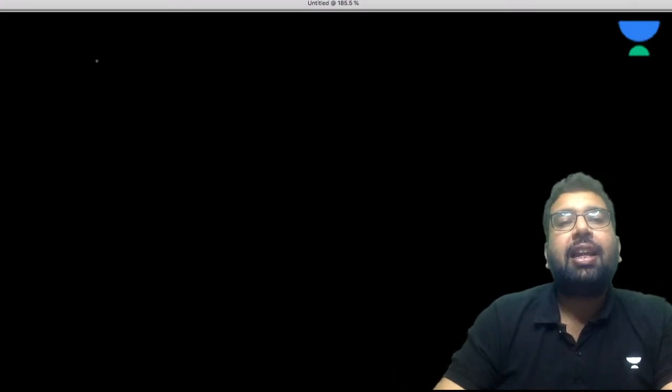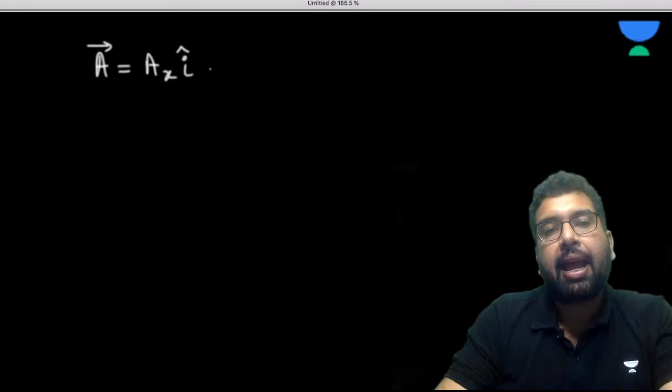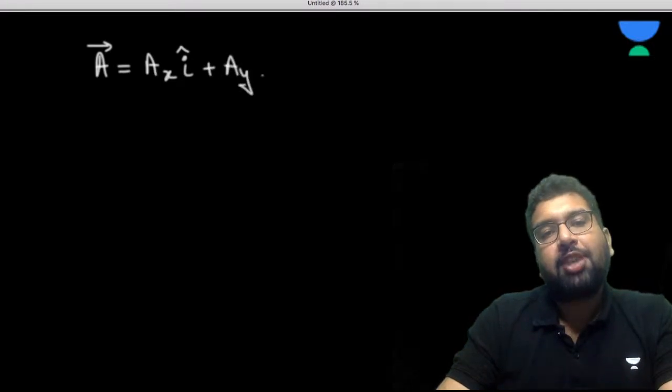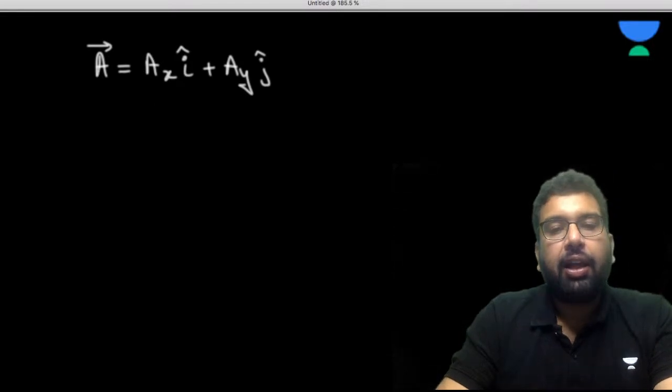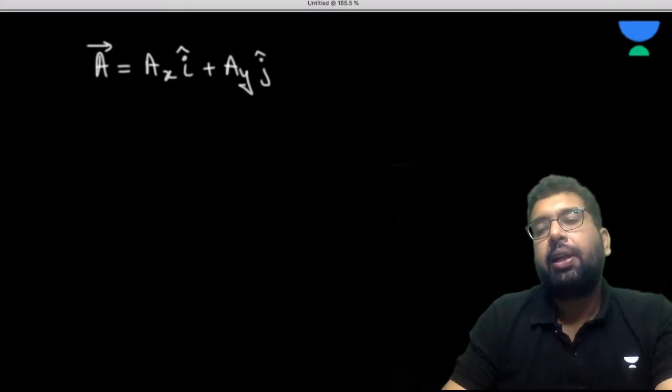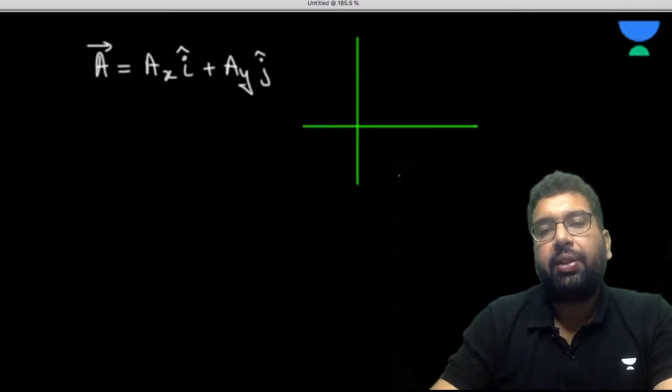Now, if you understand this, if I say a vector is there, let's suppose ax i cap plus ay j cap. See, very, very important information I am going to give you. This is what we call the Cartesian way of representing a vector. So if I represent this vector here, this is your A vector.